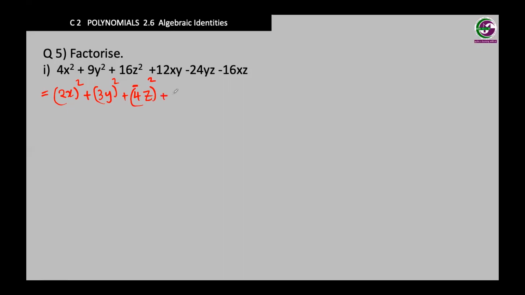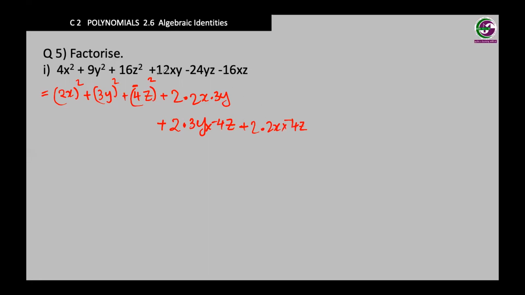So let's rewrite 2 times first term, 2x multiply 3y, plus 2 times second term, 3y times negative 4z, plus 2 times first term times the last term. Let us expand and see, is it the same? Positive 12xy, correct. Negative 6 times 4, 24yz, correct. Plus and minus is minus 16xz.